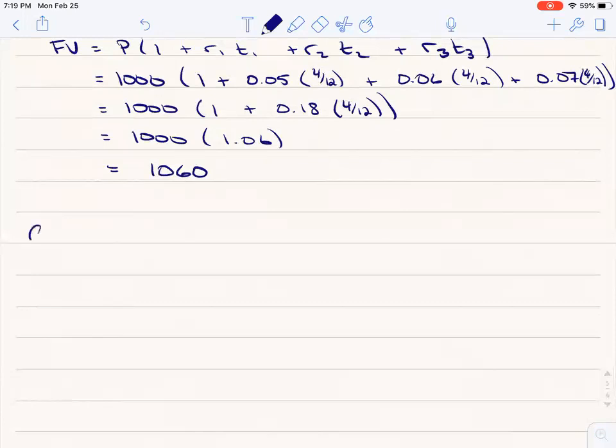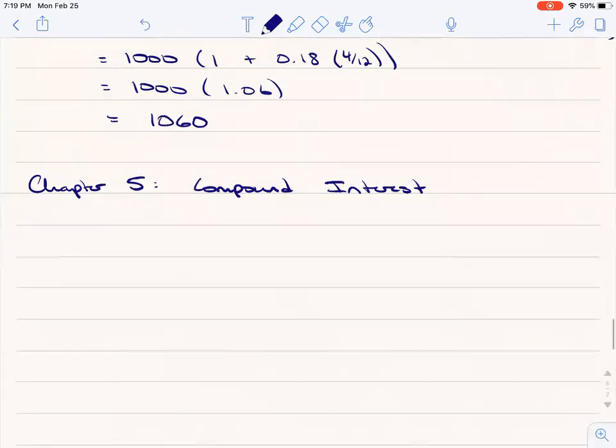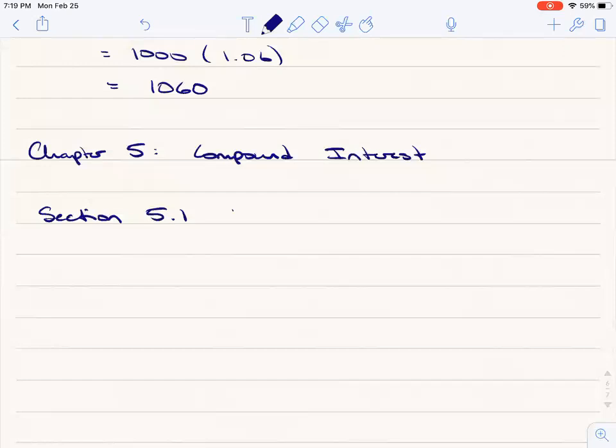So chapter 5 is on compound interest. And of course, section 5.1 is called the basics, like every first section of every chapter.